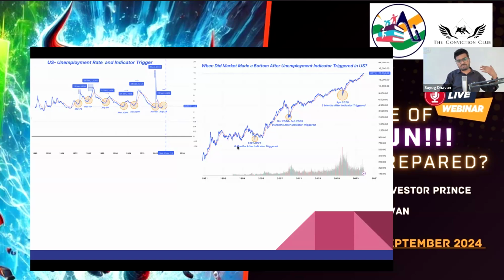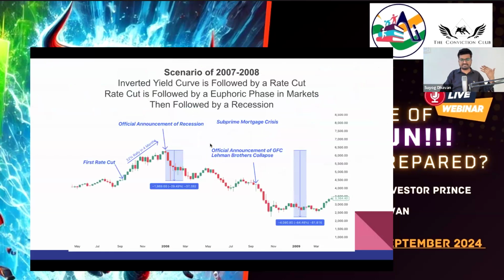It is told by history, because whenever the unemployment indicator signaled, within 6 months the market bottom happened. The same happened 8 months after that curve happened; after 8 months a bottom was formed. So are we going to see a big phase of a bull run, then a crash, and within 5 to 6 months after the official announcement of recession, are we going to see that bottom formation? We don't know as of now, but this is past data which tells us about that.